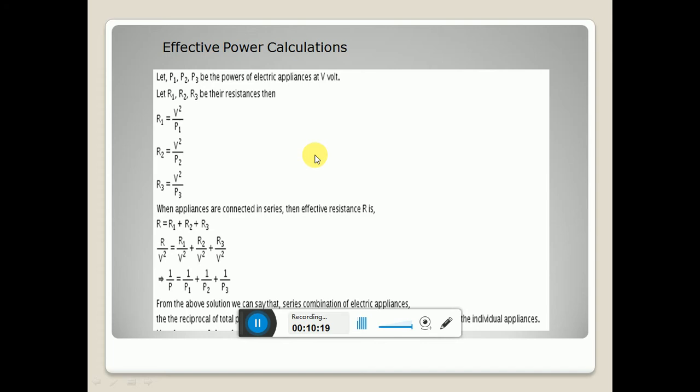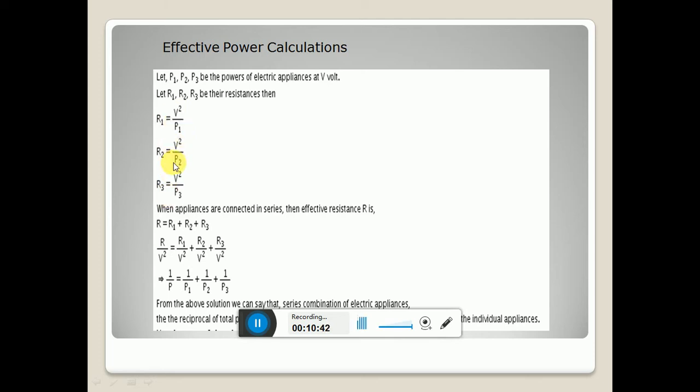So these are the effective power calculations for different components connected in series as well as in parallel. So assume that different components have the power values P1, P2, P3 and resistances R1, R2, R3. We have the relation P is equal to V square by R, so I am writing R is equal to V square by P.